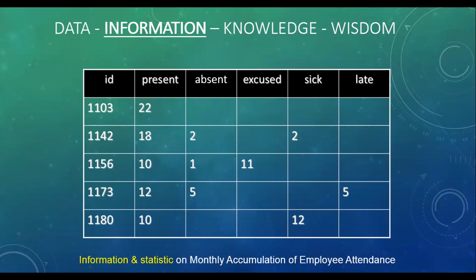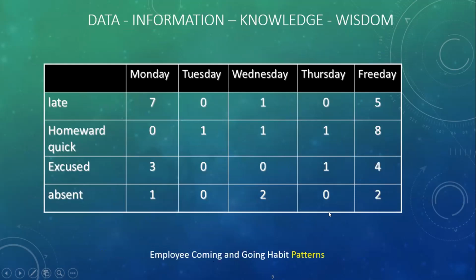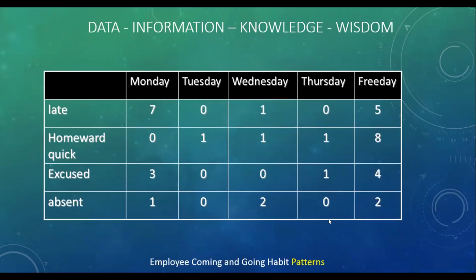So we can read this data so clearly, and we can read the fact that ID 1103 is a good worker because he or she is present 22 days. Okay, next is employee coming and going. This table shows the employee coming and going habit pattern. This table shows us Monday and Friday.